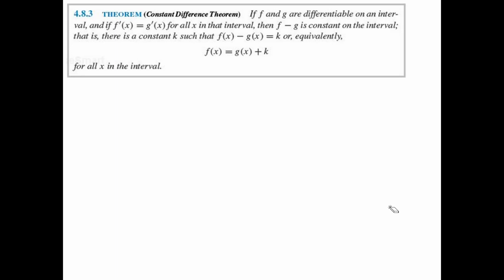Okay, so again, if f and g are differentiable on an interval, and if f prime of x is equal to g prime of x for all x in the interval, then f minus g is constant on the interval. So what we've already shown is that if the derivative of a function is always 0, then that function is constant. So what we can do is let h of x equal f of x minus g of x.